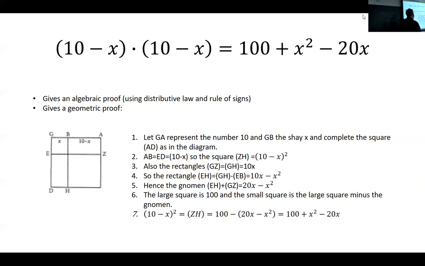And the small square is the large square minus the gnomon. And you fill it all out, and you get the thing there. So the important thing is, he does a geometric proof. He feels like he needs to do a geometric proof to show that even though he uses a kind of more arithmetic proof, that's not enough. He has to do a geometric proof.